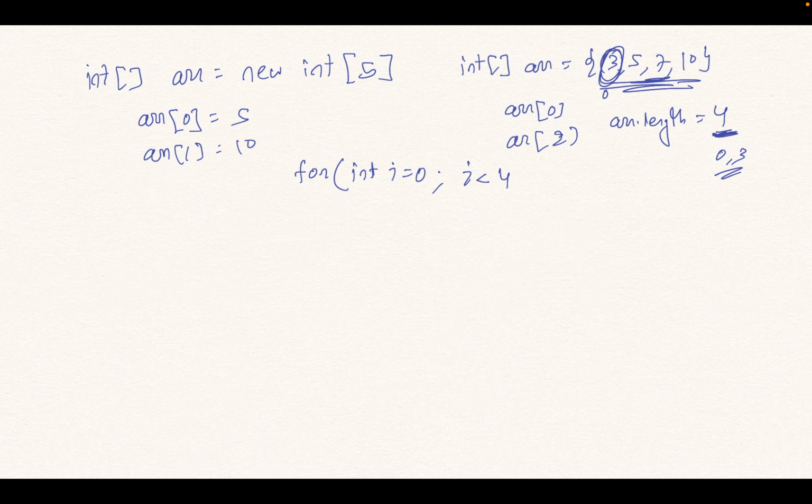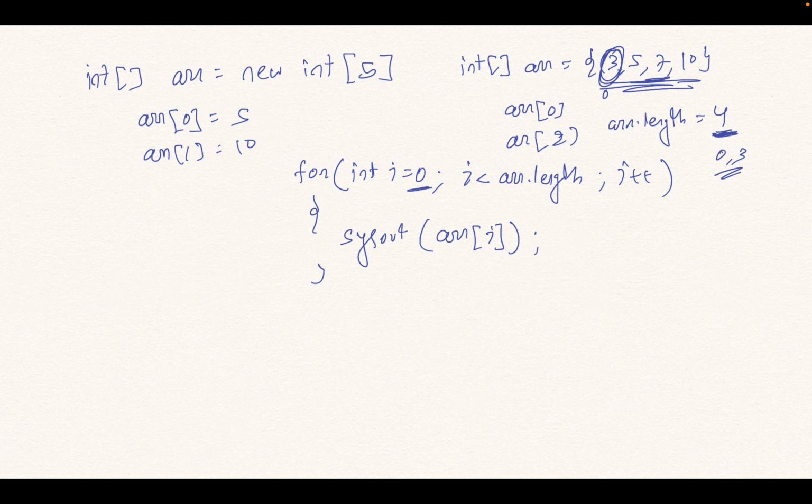If you are writing it directly, you can write array dot length here, which means 4, and i plus plus. Now every time you iterate, suppose I am doing a sysout print statement with array of i. First time i equals 0, next time i equals 1, so it will print like this. First time it checks if 0 is less than 4, then it comes inside and prints array of 0, which is 3.